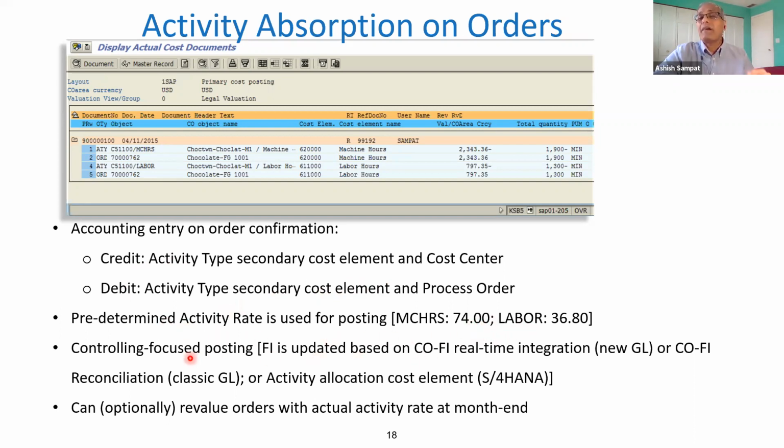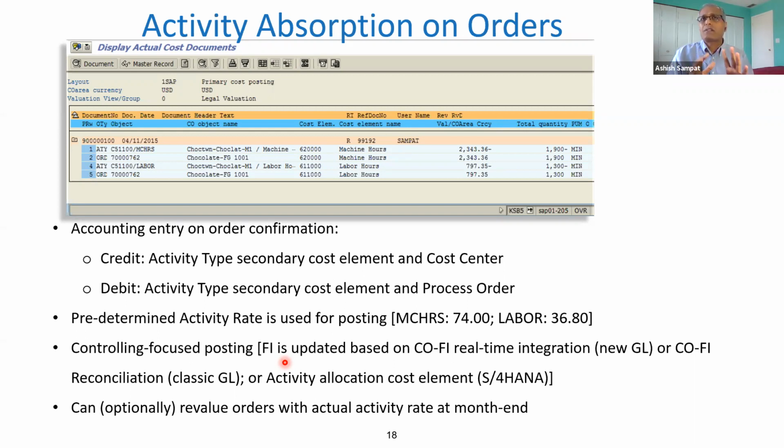Now, what happens in the FI side? So again, for those who know the difference between classic general ledger, the new general ledger, and the S4 HANA, the treatment is a little different on the FI side, but the source is always the same on the CO side. That it's always debit the activity type, secondary cost element, and process order, credit the cost center and the activity secondary cost element. And then, of course, on the actual side, we have the option to revalue your process orders or production orders at month end when you do KSII, activity rate calculation, as well as CON2, which is the revaluation of orders. So those are the important pieces.